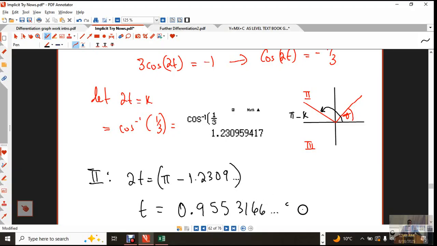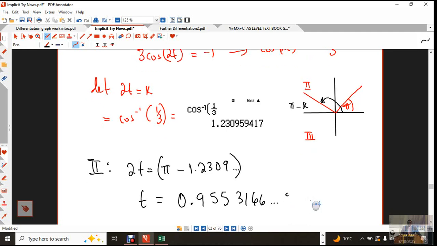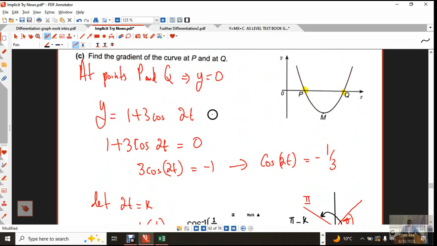Then also, very important that you understand something: in that quadrant, we are not going to consider the other two solutions, because our original domain is only from 0 to pi radians. So when we now have calculated the value of t, what we need to find is the gradient of the curve at P and at Q.